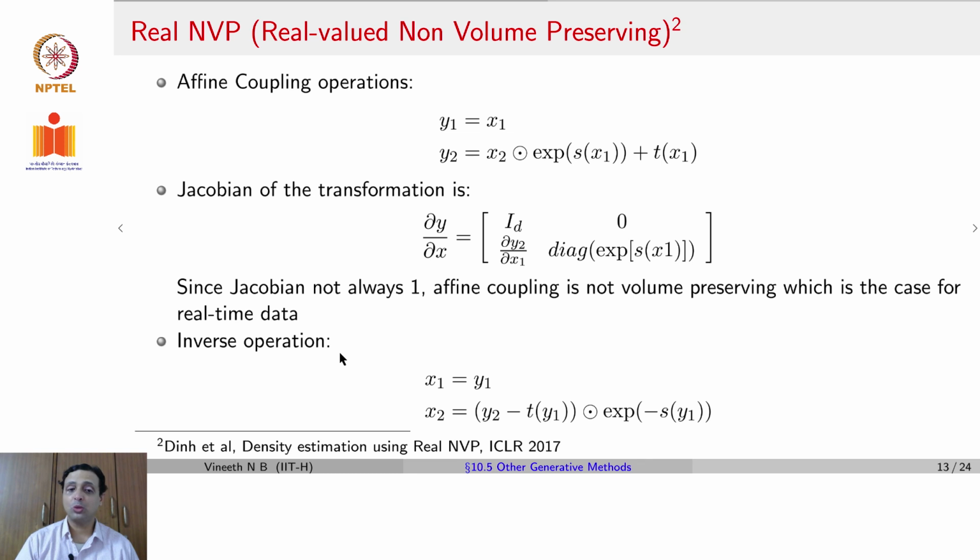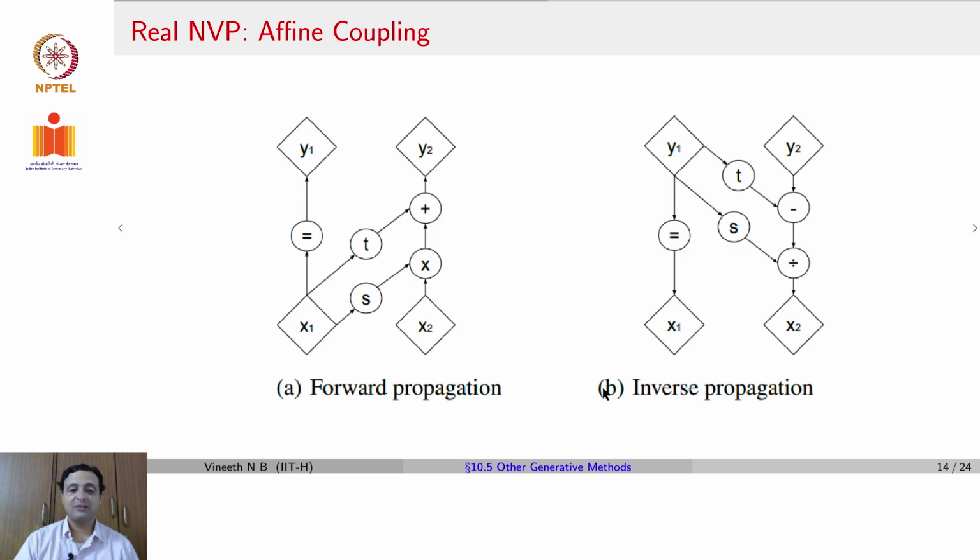The inverse operation, what would it be here? x1 would be y1, equality. x2 would be y2 minus t of y1 into exponent of minus s of y1. Remember this exponential function. When you go the other side, it becomes an inverse exponential function, and that's what this term denotes. Figuratively speaking, this is how a real NVP affine coupling would look like.